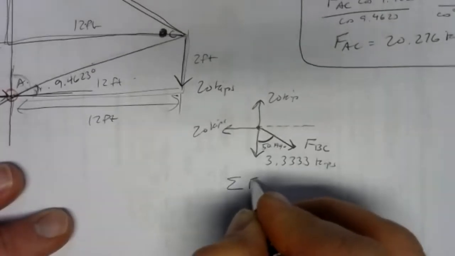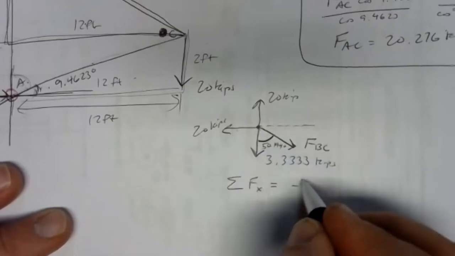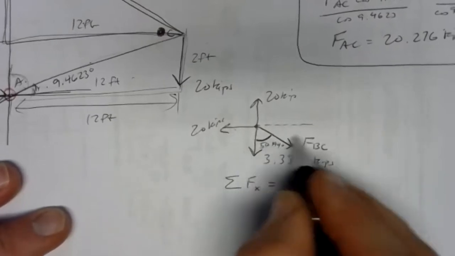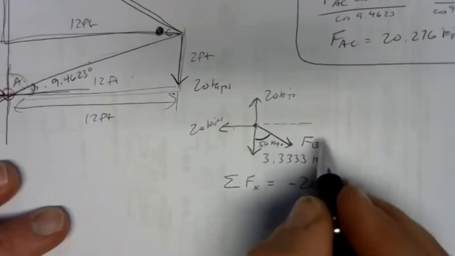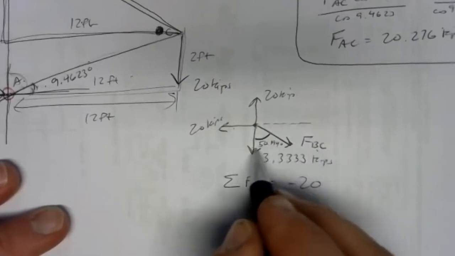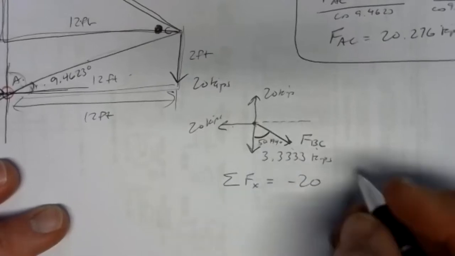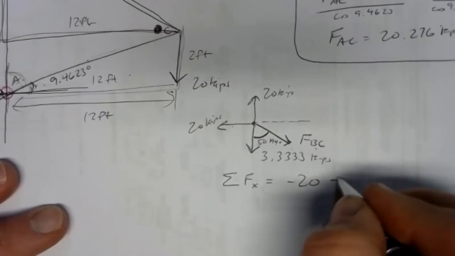So I'll do my sum of forces in the x direction. I've got negative 20 kips, and then I've got the horizontal piece of member BC. Well, the horizontal piece is the opposite side with the angle I've got there, and opposite goes with sine. It is to the right, though, so it's positive.